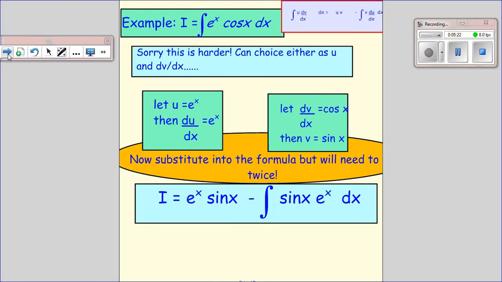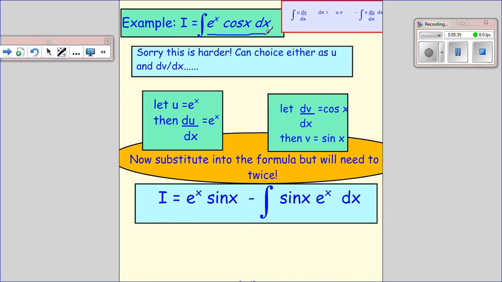Okay, I hope that's good. So if this is the first time you've seen all this, please go away and have a cup of tea. If not, stay with me. So this is slightly harder, sorry. We're going to try and integrate e to the x cos x dx.